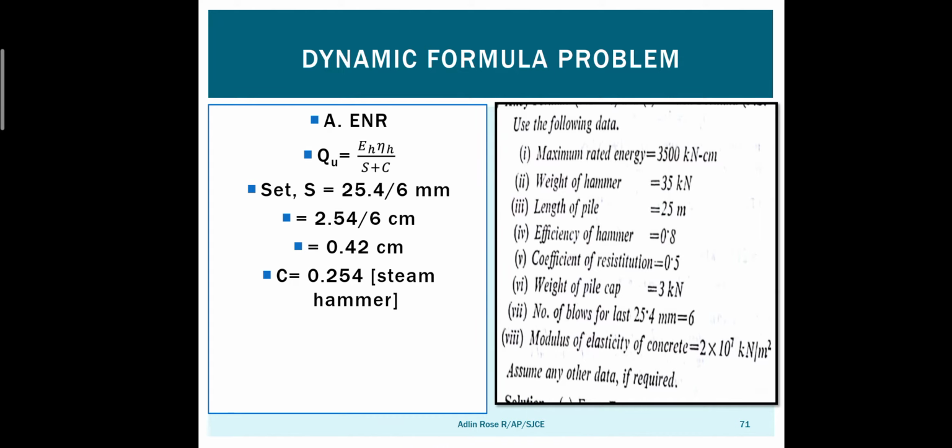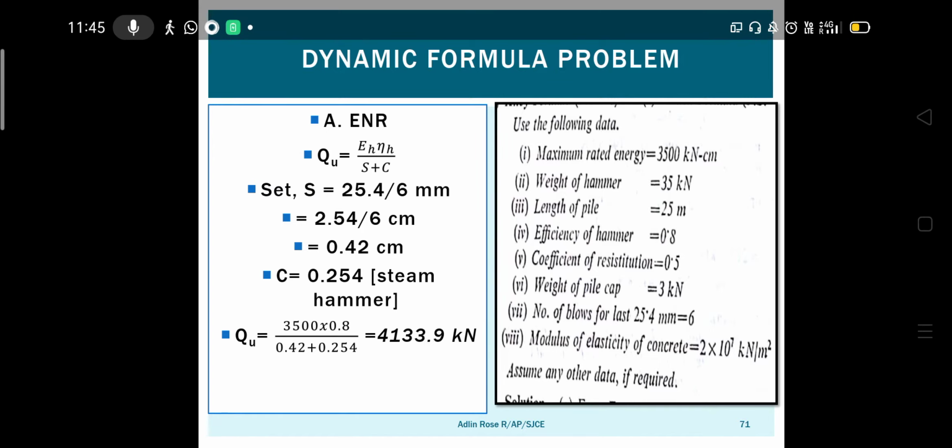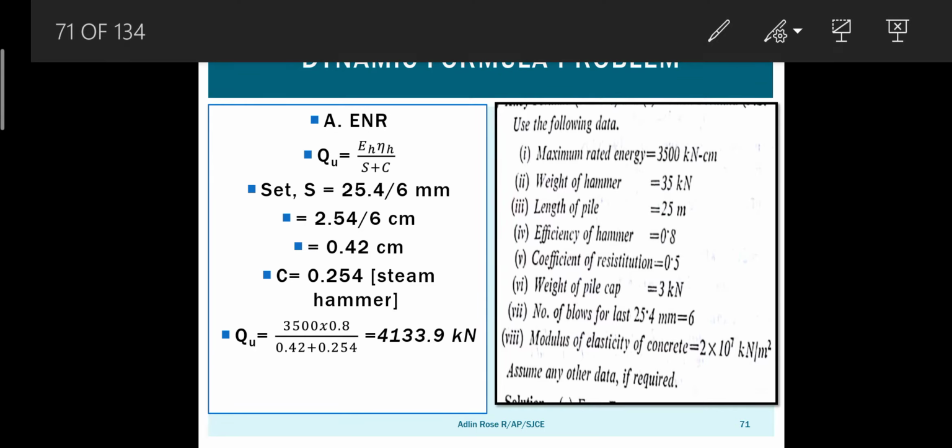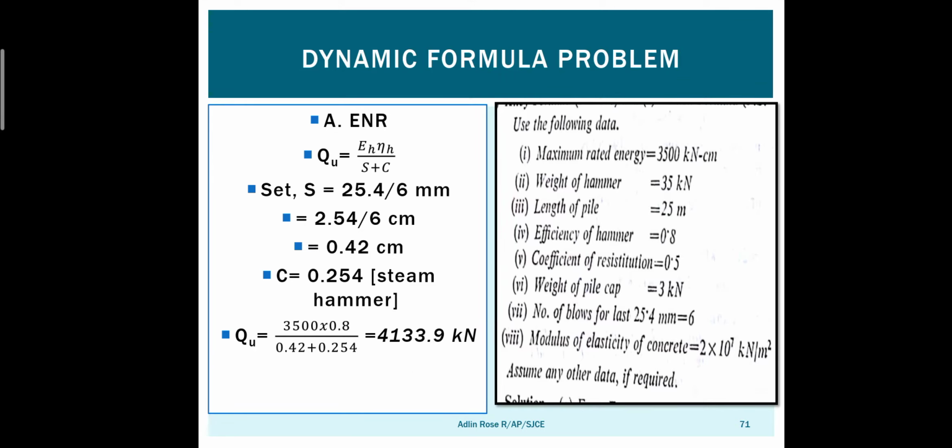Then C. C is going to be a constant, and since our hammer is a single acting steam hammer, we assume the value C is equal to 0.254. Now substitute everything in the QU formula. We get 3500 into 0.8 divided by 0.42 plus 0.254. That value will be 4133.9 kilonewton.